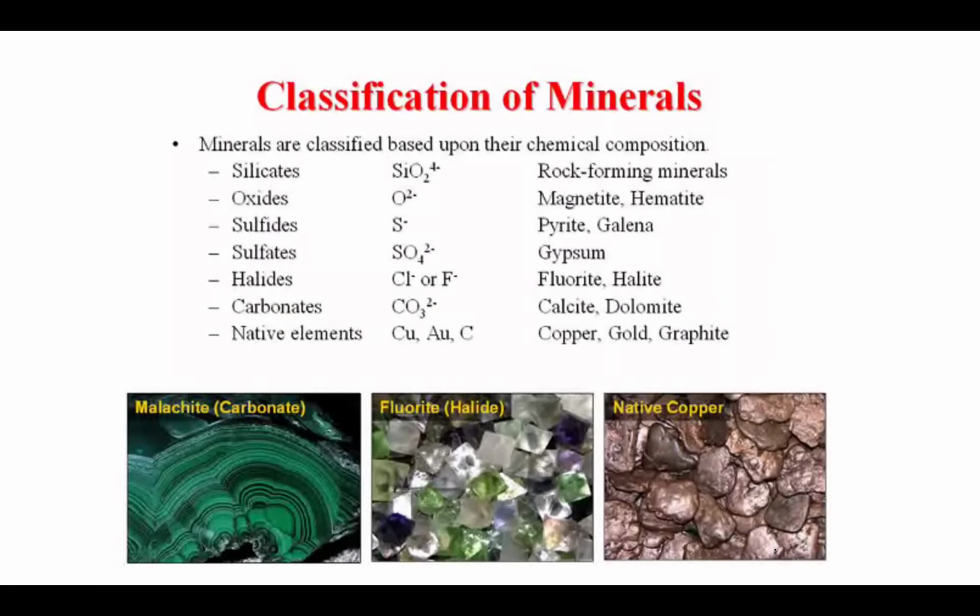This is the last classification, based on chemical composition. Based on the chemical composition, this is the list: silicates, mostly rock-forming minerals. Just remember, very important: silicates, oxides, sulfides, sulfates, halides, carbonates, and native elements. Examples: copper and gold. So like this, these are the different types of classification we can observe in minerals.